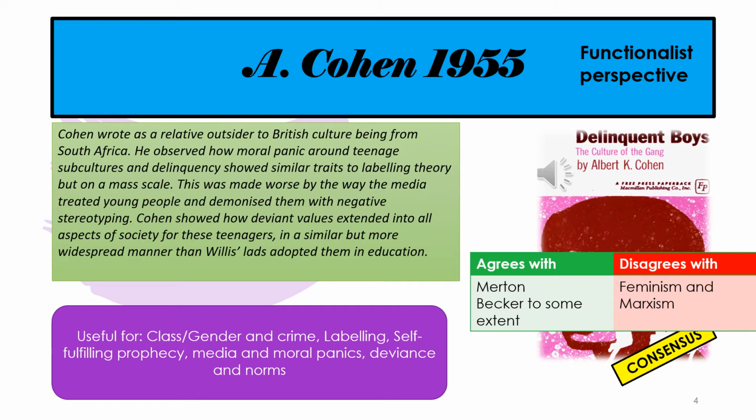Cohen's ideas really look at negative stereotyping. So you can link him to Merton, you can kind of link him to Becker to some extent, but you want to make clear the differences between him and Becker in your essay, and how deviant values can be really wide-reaching and prevalent. And again, you may think of Willis's Lads, but obviously that's a different part of the exam.